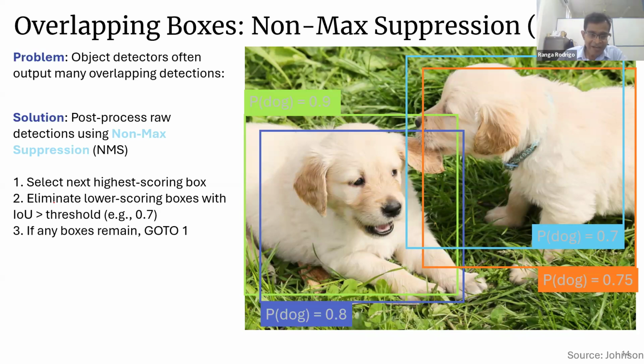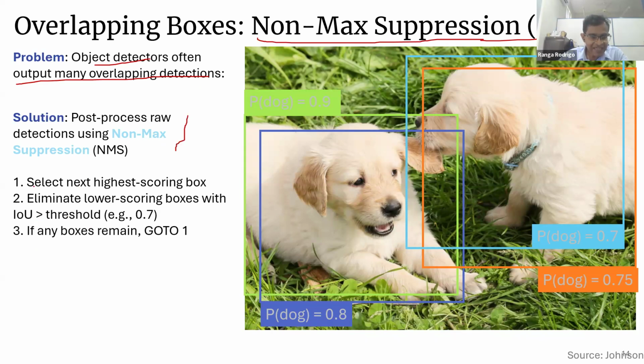Okay, I'll give you the algorithm. The problem is that detectors often output many overlapping detections. For that, we have to apply the so-called non-maximal suppression. The solution is to post-process raw detections using non-max suppression.